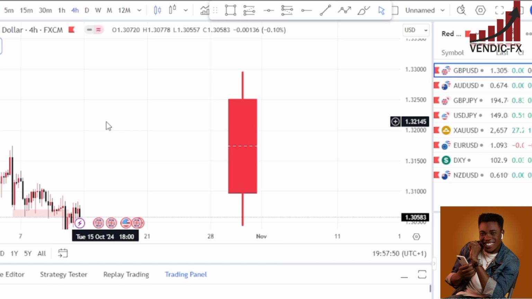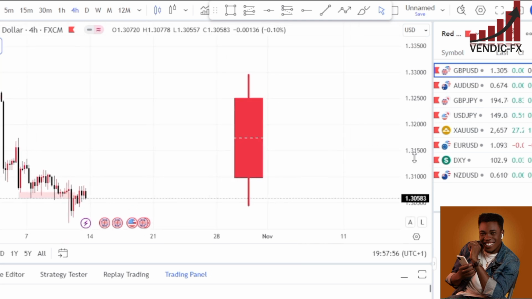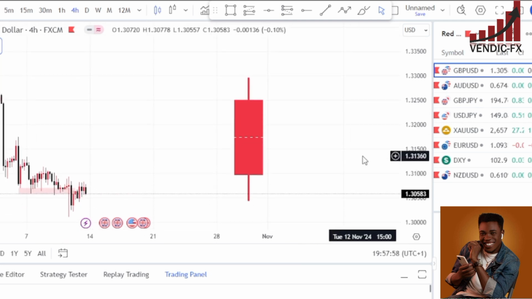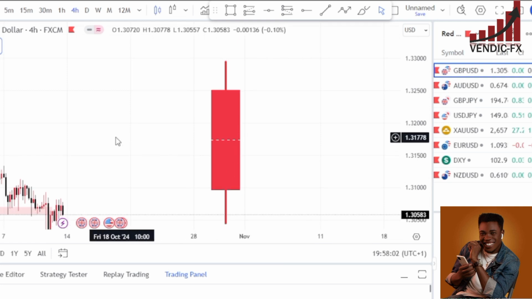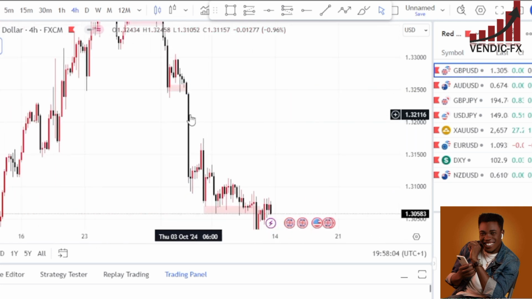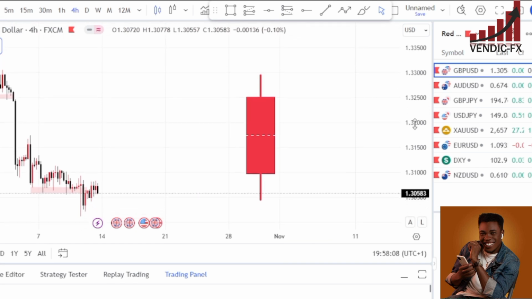Let me explain this in detail. Let's pick this as an example. Let's try to be as fast as possible with this. This is a candlestick. Every chart has candles, and every candle has an opening, a close, and a wick. These are three things you need to take into consideration.